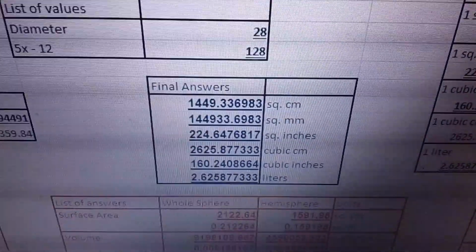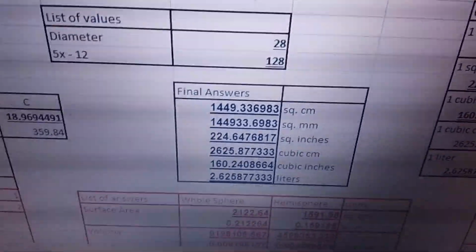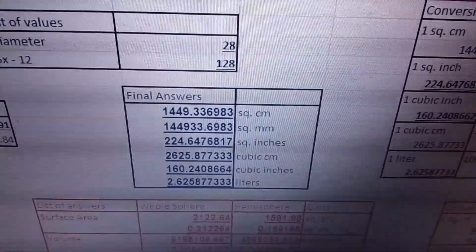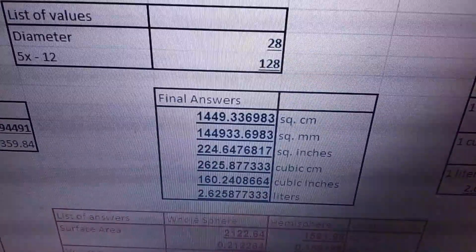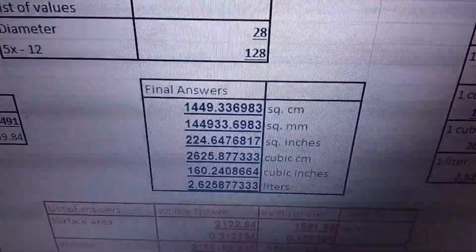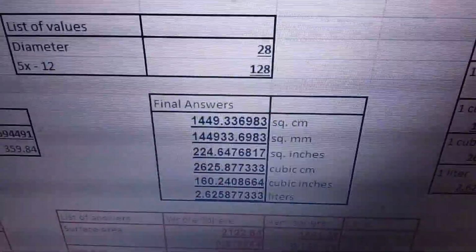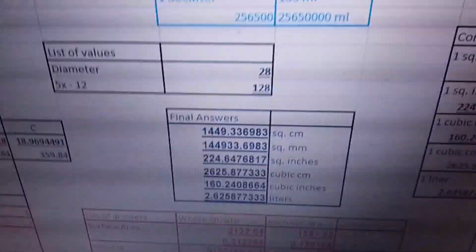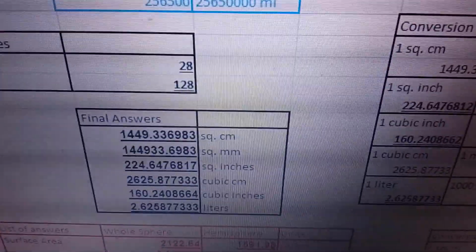And if you want to see our final answers, ito yun. The surface area that we're supposed to get in square centimeters is 1,449. Yes. Then if I were to convert that into square millimeters, we have to multiply it by 100. Diba? Shift the decimal point 2 places to the right. Then for square inches, you have to divide that by 2.54 squared, which gives you 224. Did you get that? Yes.